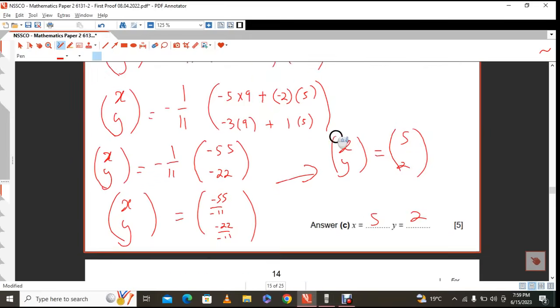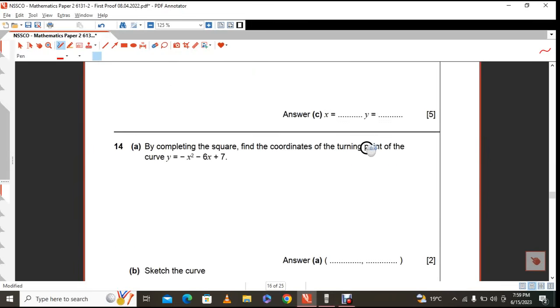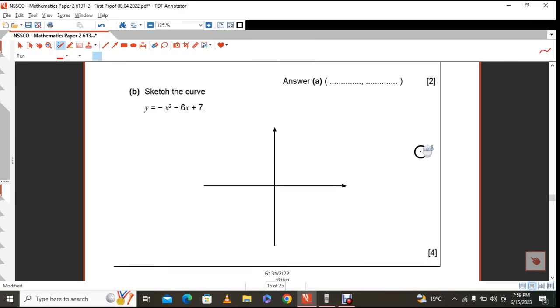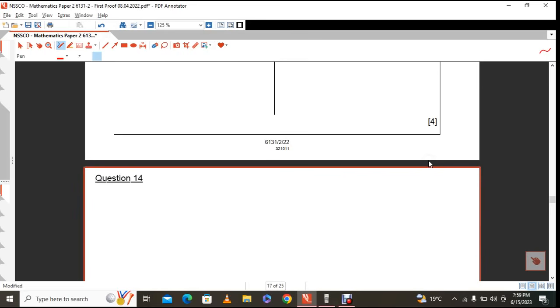Okay. All right, that brings me to question 14. By completing the square, find the coordinates of the turning point of the curve. Now you are being told here by completing the square. Okay. All right, so maybe you will not have too much space there, so I'm just going to write down that question over here. So it's negative x squared minus 6x plus 7. That is what y equals to.